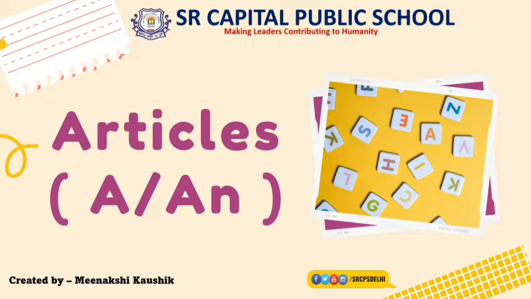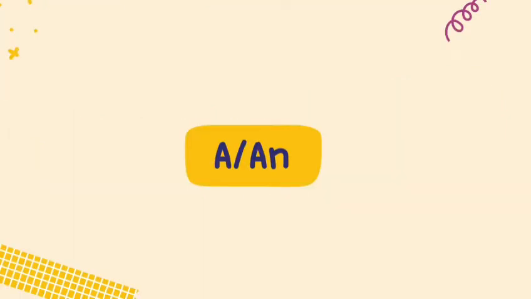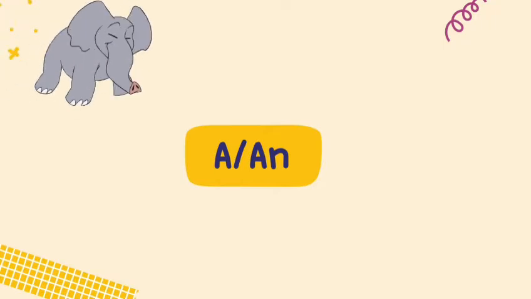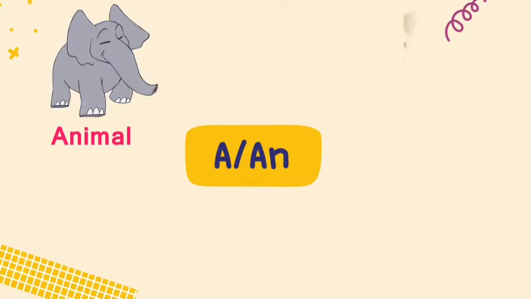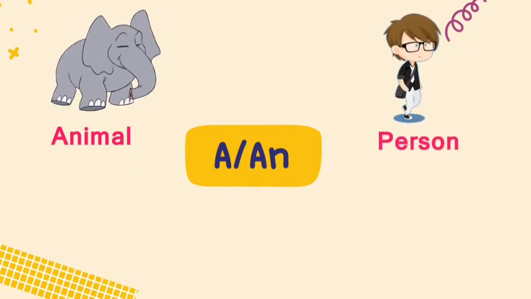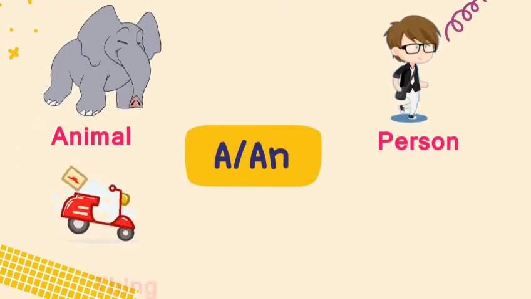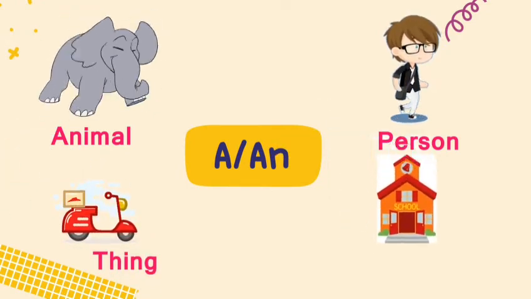Hi, in this video we are going to learn about articles. Articles A and an are used with the naming words, means nouns, that is the name of an animal, person, thing or a place.